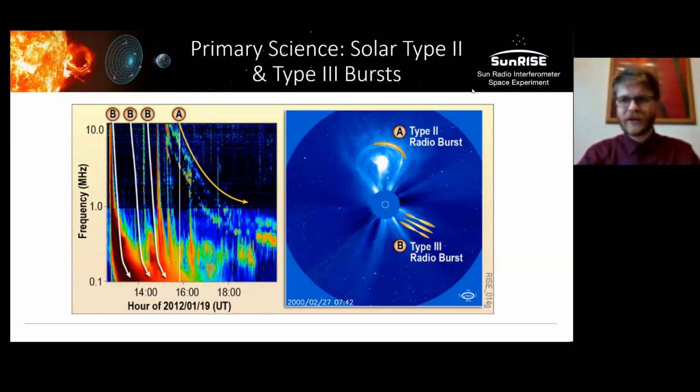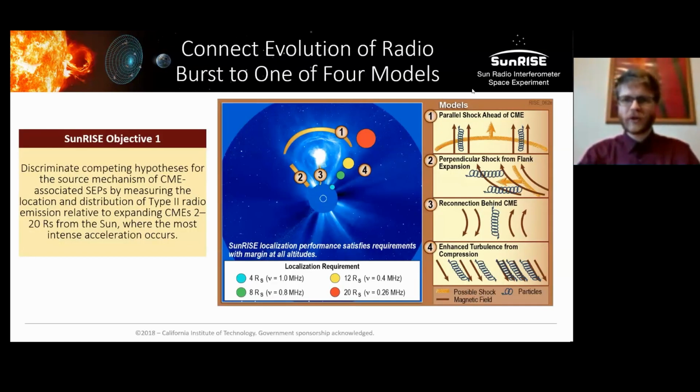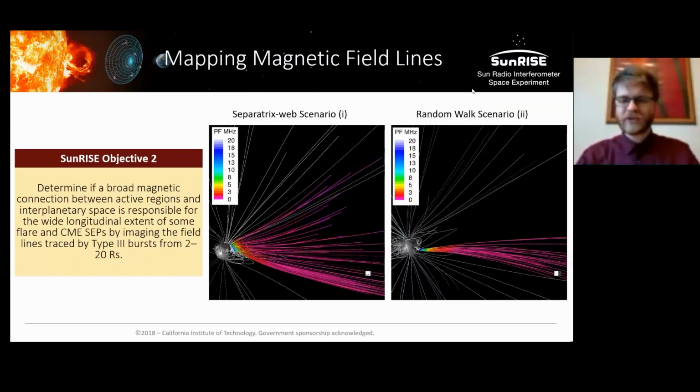Here we see type 2 radio bursts associated with coronal mass ejections and type 3 radio bursts associated with individual electron packets escaping out on magnetic field lines. The main science goals of SUNRISE are to discriminate and find which acceleration model is happening for each event. To name a few different models: one, acceleration at the shock front; 2, the shock flank; 3, the current sheet behind the shock; or 4, just diffuse acceleration throughout the compressed areas. And the other related science objective is to track type 3 bursts as they move out.